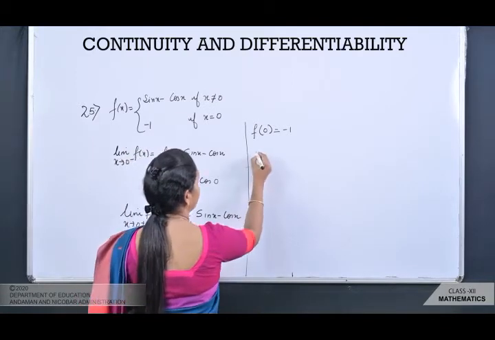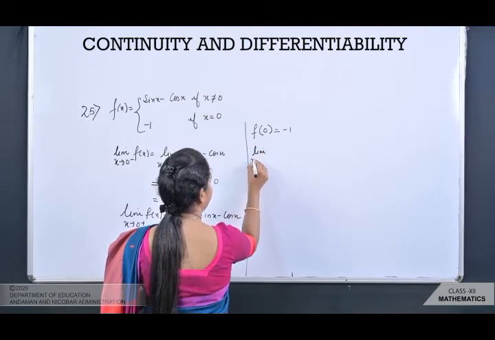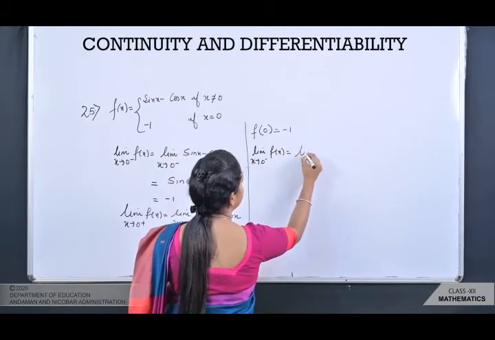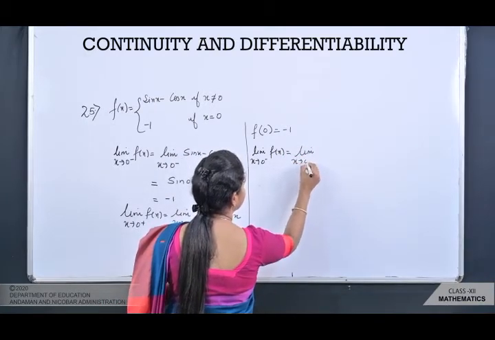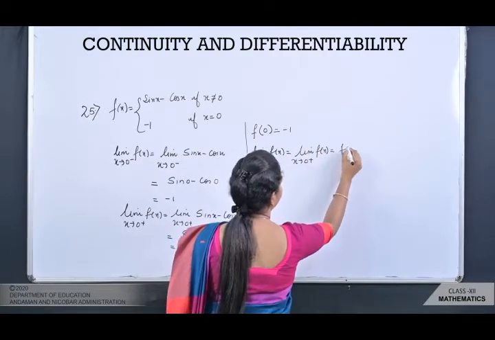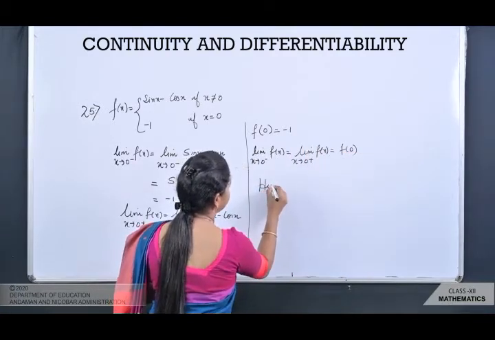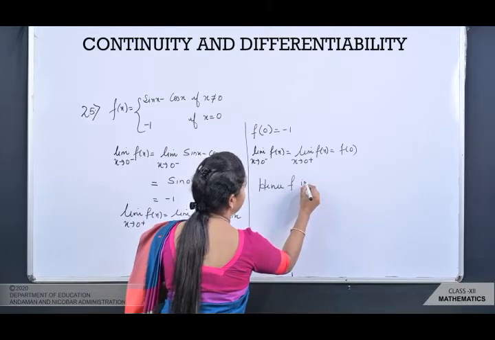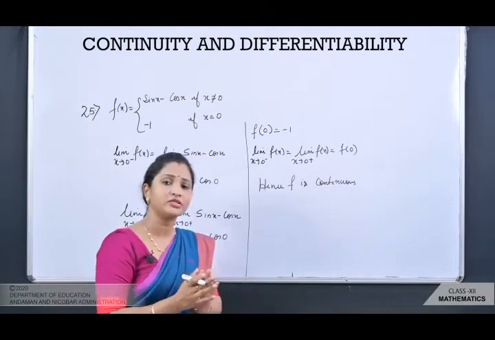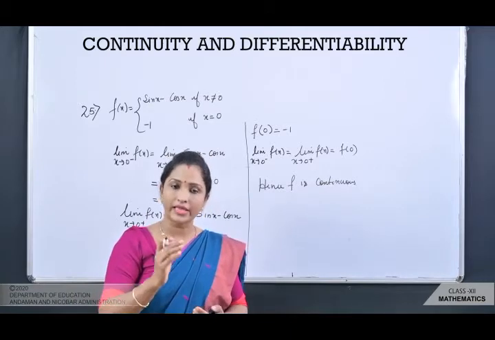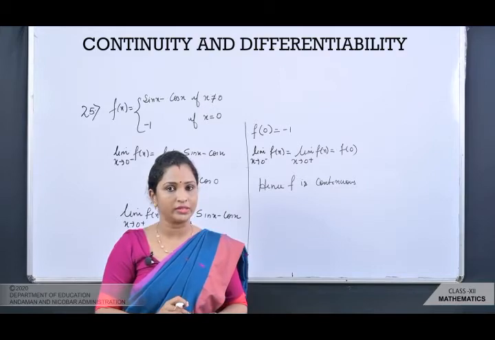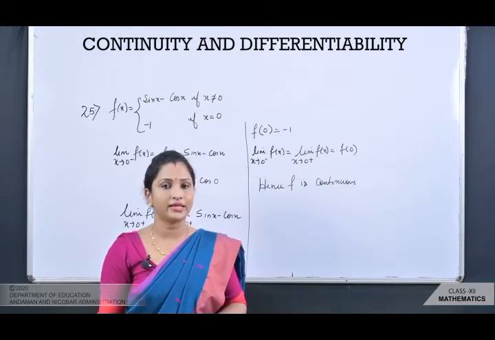Okay, so here you can write down limit x tends to 0 minus f(x), that is left hand limit, is equal to limit x tends to 0 plus f(x) is equal to f of 0. Hence, f is continuous. Okay, it is continuous everywhere you can see. Okay, so same procedure में आप 23rd और 24th भी करिए, आसान क्वेश्चन है, आप इसको कर सकते हैं. Okay, let's see the next question here.